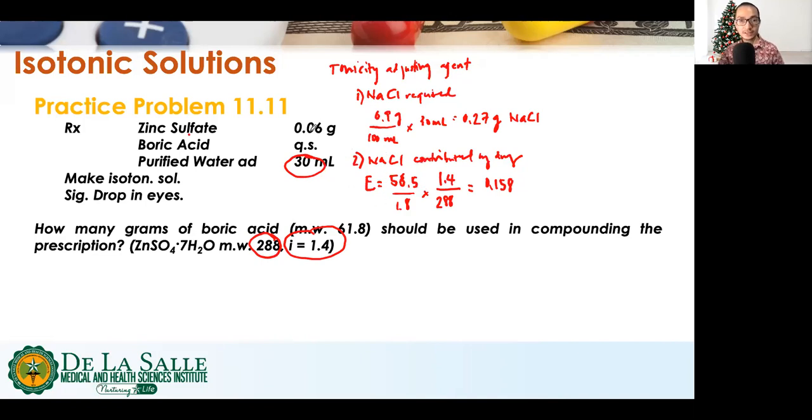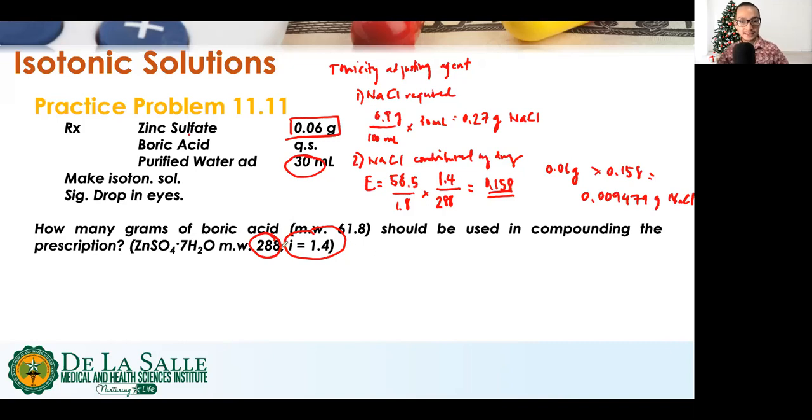Next, we simply multiply this amount by the E value of your zinc sulfate. So we have here 0.06 gram of zinc sulfate times 0.158. This is equal to a very small amount, 0.009479 gram of sodium chloride contributed by zinc sulfate in the solution.